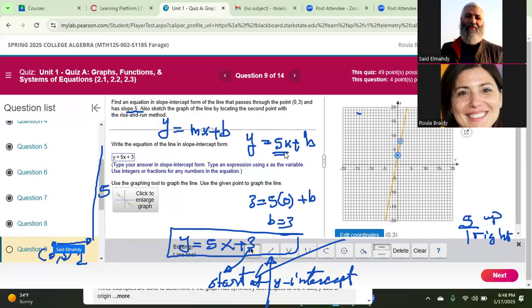So the line will be something like this, correct? Add 1 to x, this point will be 1, and add 5 to y, which is 5 plus 3 is 8. So this point should be (1, 8). Check this point if it is (1, 8).